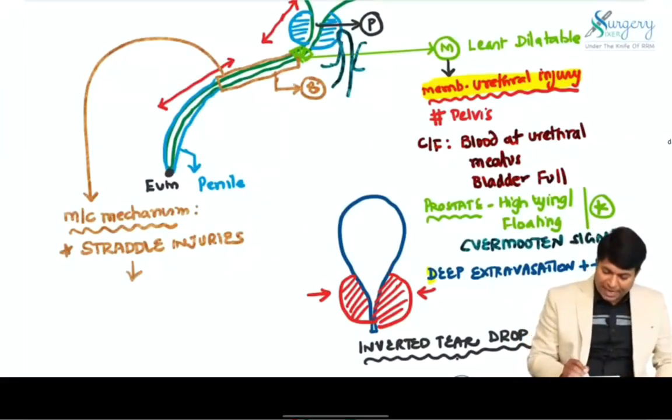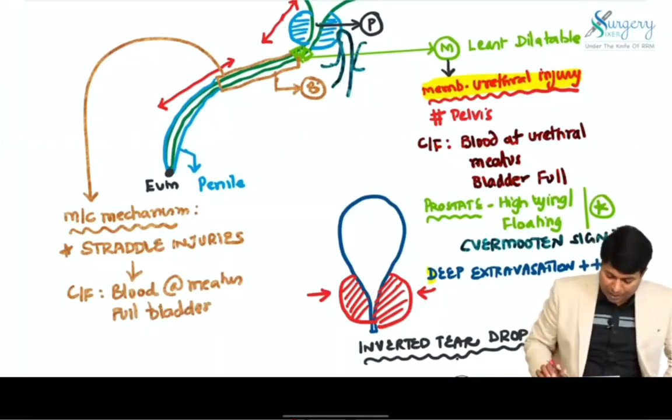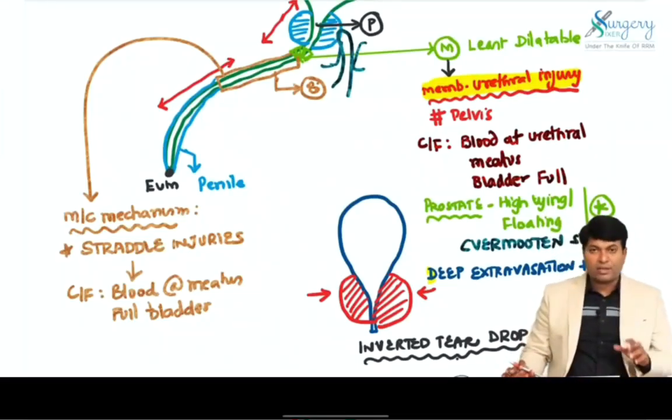That is again characterized by the same clinical features: blood at the urethral meatus and what else? Full bladder. Both features are seen. But here there is no floating prostate. So blood at the urethral meatus and full bladder are the features of bulbar urethral injury.